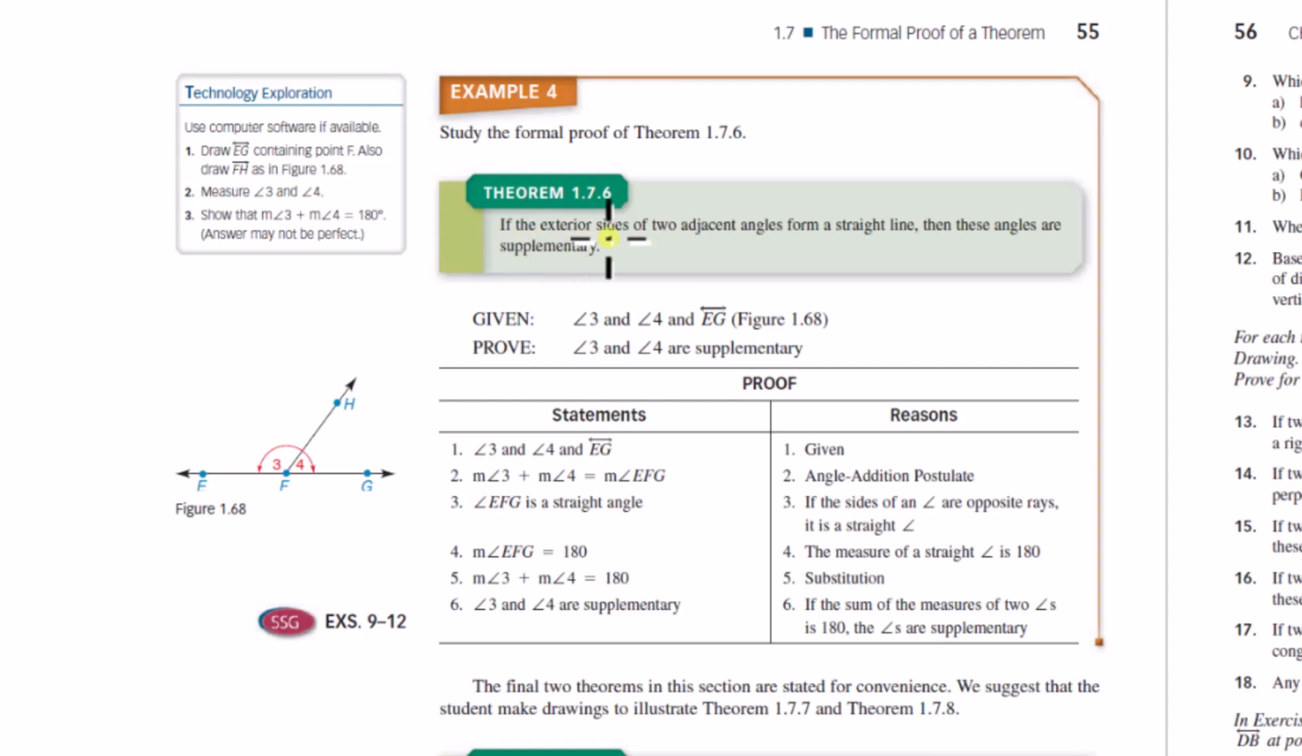The exterior sides of two adjacent angles form a straight line, then those angles are supplementary. So yeah, there's the extension to supplementary. If the exterior sides of two adjacent angles form a straight line, then the angles are supplementary. So there's the exterior sides of two adjacent angles. That looks like it's supposed to be an E. So EF to FG. That's a straight line, right? So a straight angle. And those are the exterior sides of the adjacent angles 3 and 4. Well, those are going to sum to 180.